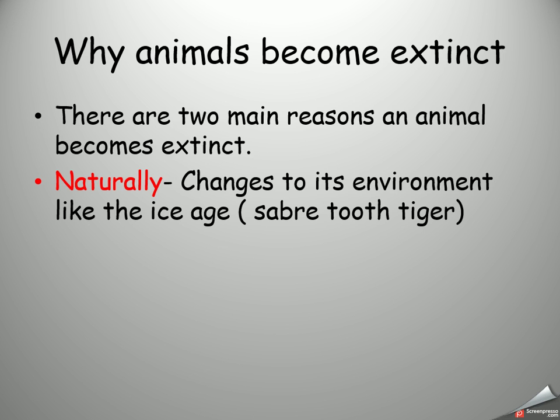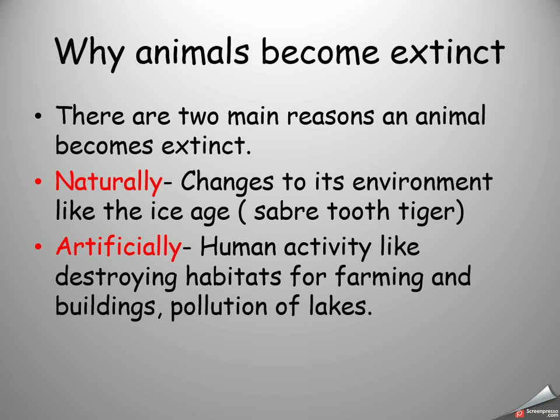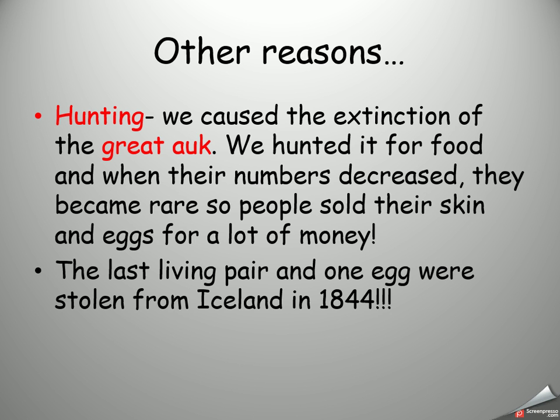Number one is naturally, so it's changes to its environment, like the Ice Age, thinking of the saber-toothed tiger there. So when there was no longer an Ice Age, the habitat of the animal changed so much that it couldn't evolve to its changing environment fast enough, and so they all died out, including the woolly mammoth right there as well. Or artificially, this is the horrible one, like human activity, where we destroy their habitats, where they live, for farming, we put buildings on it and we pollute the lakes, and so things might become extinct.